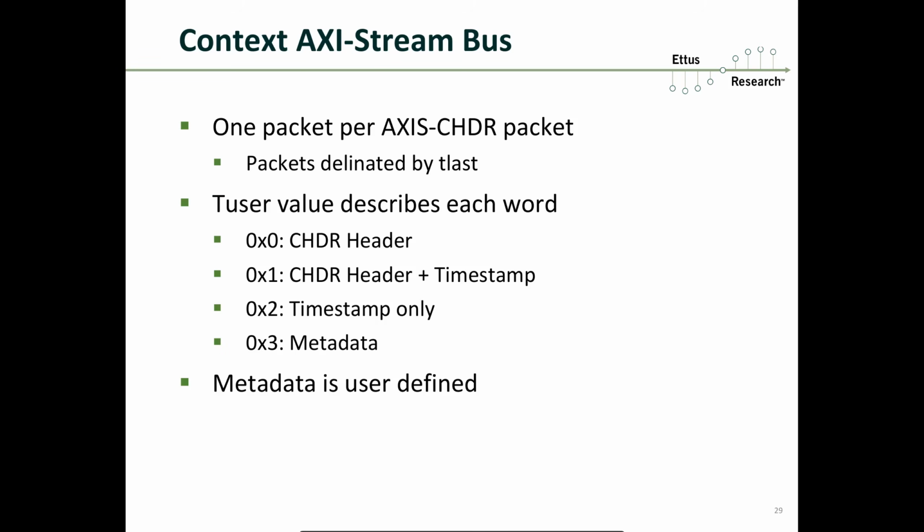Now on the context AXI-Stream bus, just a bit of extra information here is, of course, there's still one context packet that's going to come out per AXI-Stream data packet that comes in, just like the payload side. And the packets are delineated by t-last, and you'll need to, of course, set t-last when you provide the context packet to NoC Shell. And the metadata part, as I said before, just to emphasize again, this is user-defined. There is no set format to it.